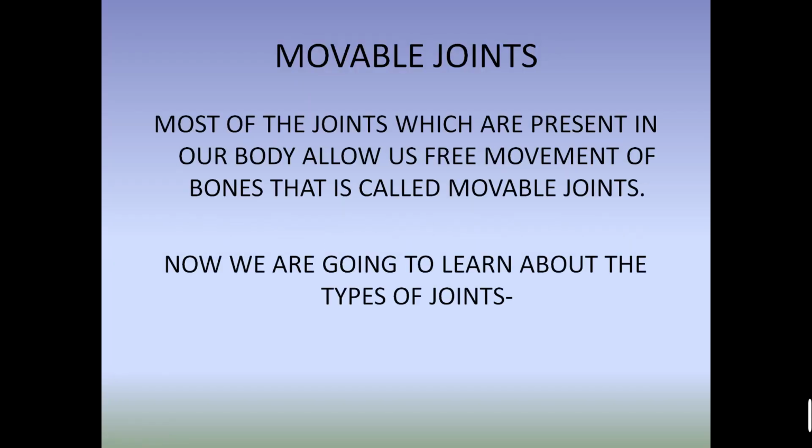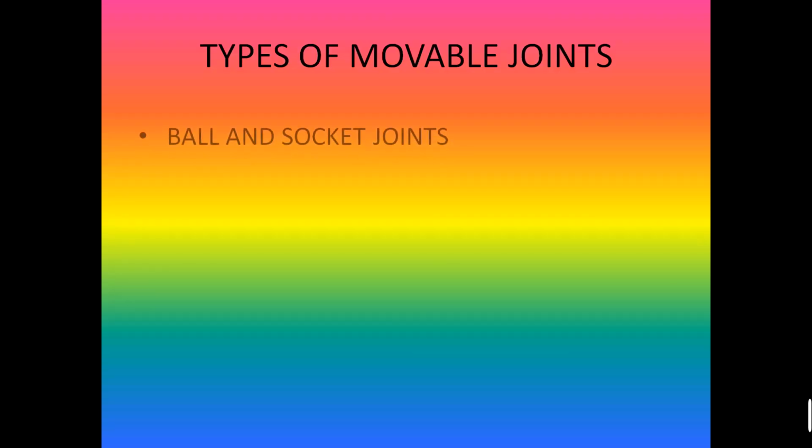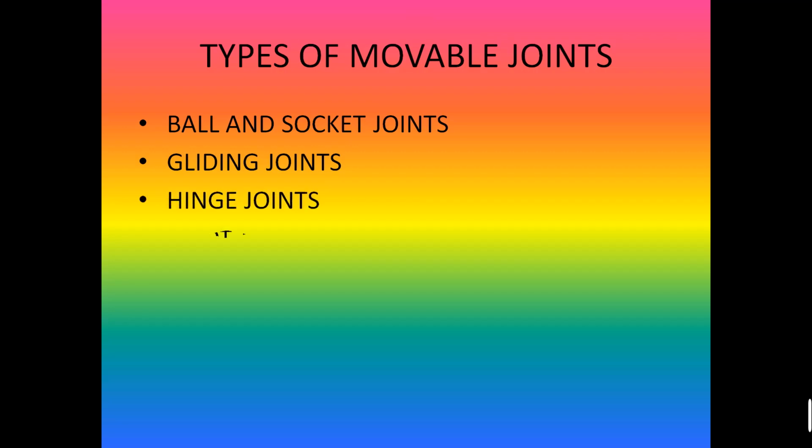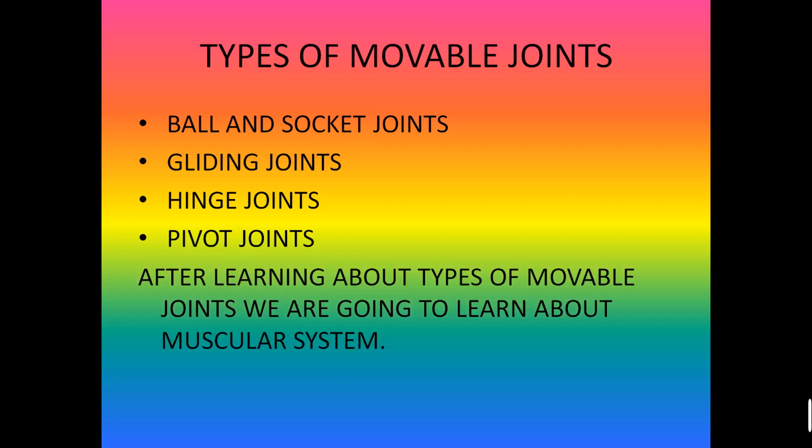Movable joints. Most of the joints which are present in our body allow us free movement of bones. That is called movable joint. Now we are going to learn about the types of joints. Do you know there are four types of movable joints? First is ball and socket joint, second gliding joint, third hinge joint, and the fourth and the last pivot joint. After learning about these types of movable joints, we are going to learn about the muscular system.